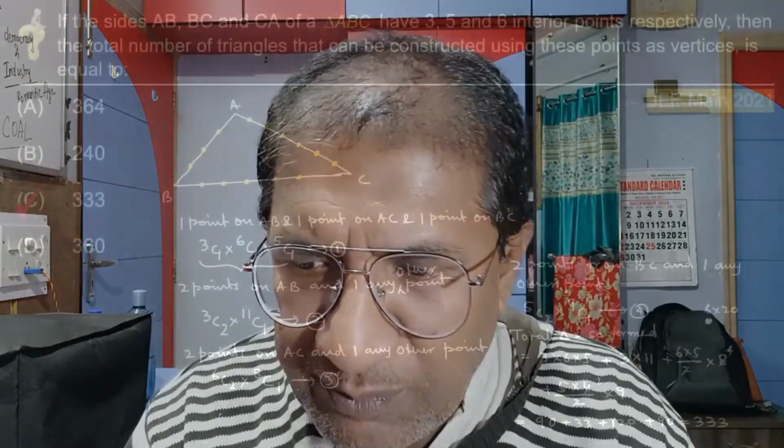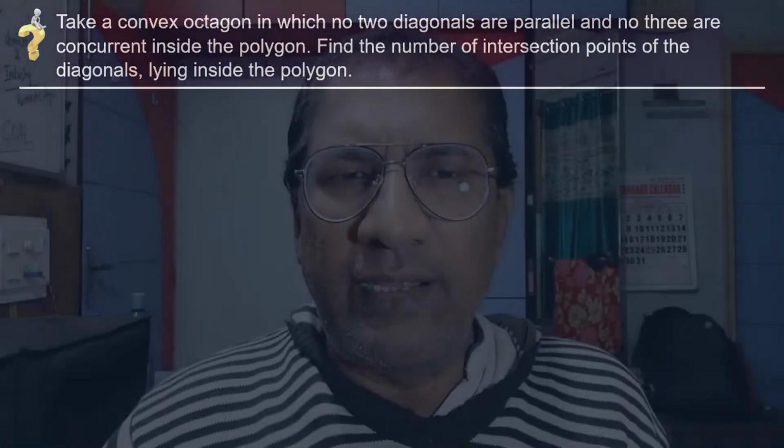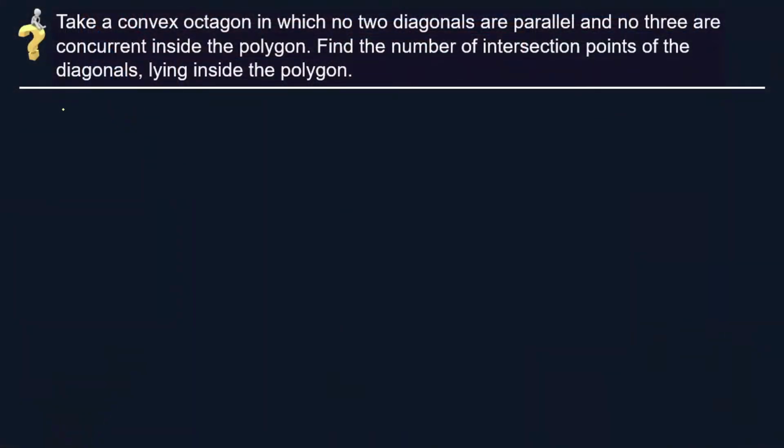Okay. Next question. Take a convex octagon. Now the first question is, what do you mean by convex octagon? There are two things you must remember. One is called concave polygon. Another one is called convex polygon. What do you mean by convex polygon? Convex polygon means that all the angles of the polygon are less than 180 degrees.